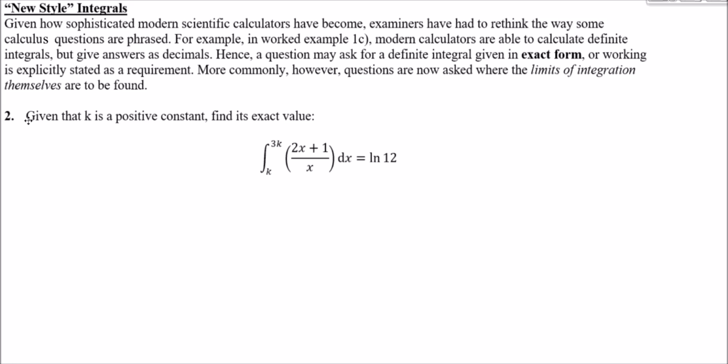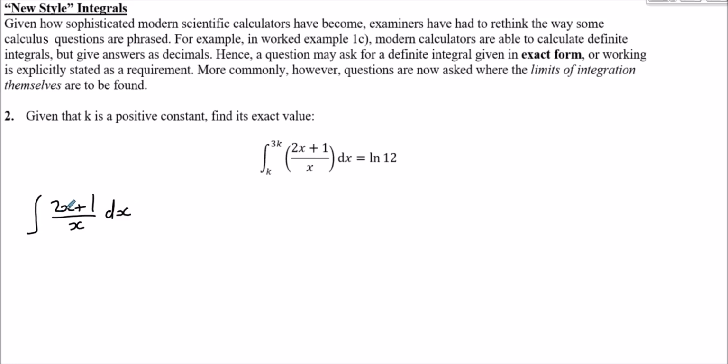Worked example 2. Given that k here is a positive constant, find its exact value, given this information here. We're told the integral of 2x plus 1 all over x between the limits of k and 3k has to be ln 12, so therefore what is k? So let's just think about this without the limits for now. What would the integral of 2x plus 1 all over x be?